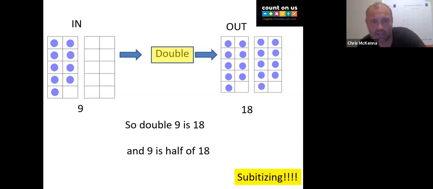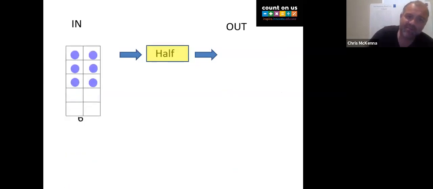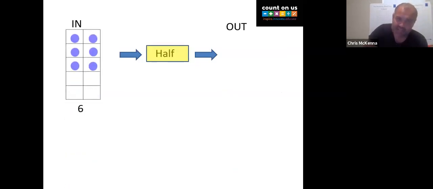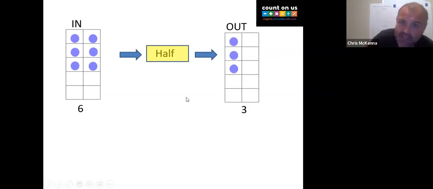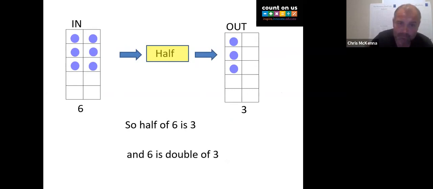Again, we link to the summatizing, and we can see the importance of this summatizing right throughout. And again, we'll talk about summatizing in the following sessions as well. And this time we've got a half machine. So if I've got 6 and I put it into the half machine, what do I get out? I get 3. And we can say half of 6 is 3, and 6 is double of 3.